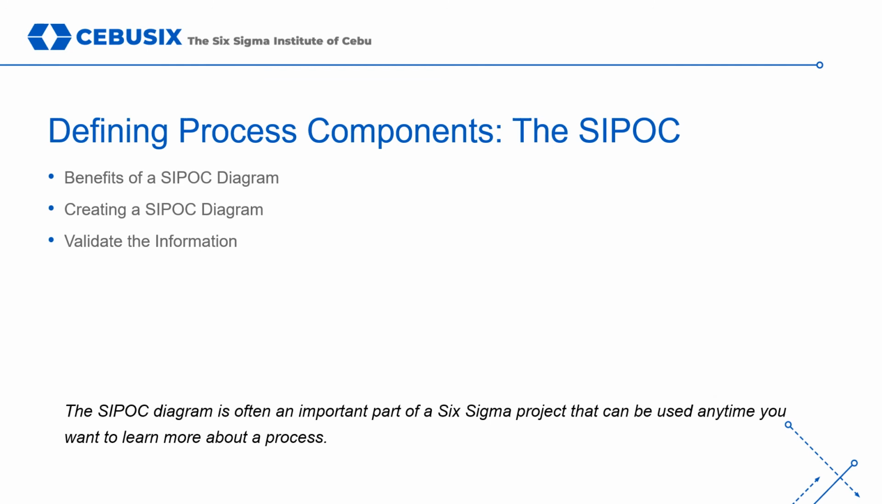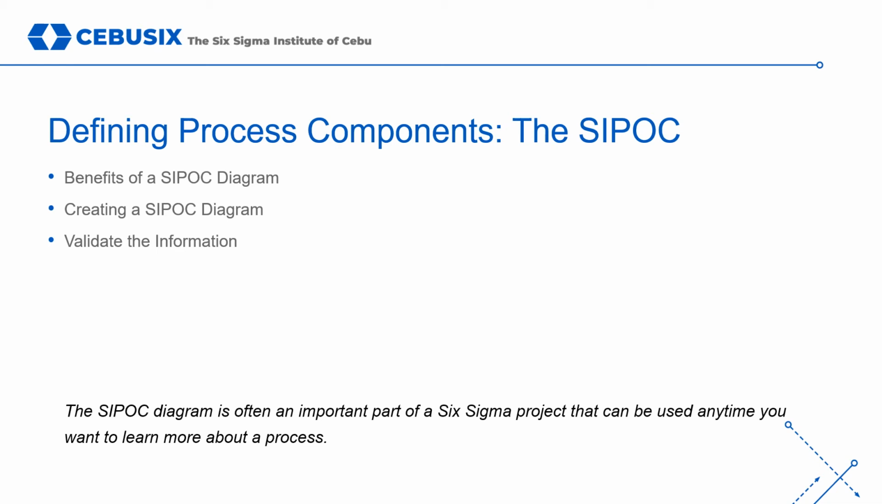The SIPOC diagram is often an important part of a Six Sigma project that can be used anytime you want to learn more about a process. In this section, we will be defining the process components using a SIPOC diagram. The SIPOC diagram is often an important part of the define stage of a Six Sigma project. But you can use the SIPOC diagram anytime you want to learn more about a process or understand how a process in a business environment is linked to other processes.